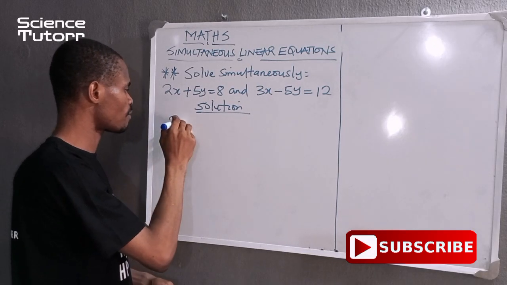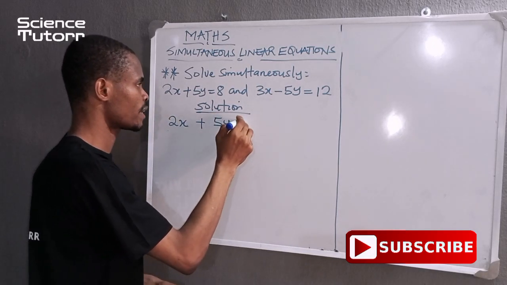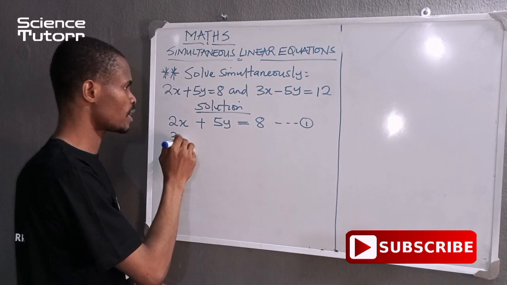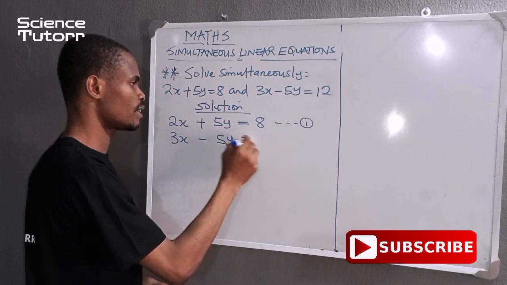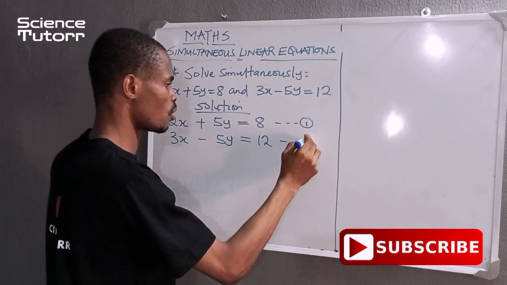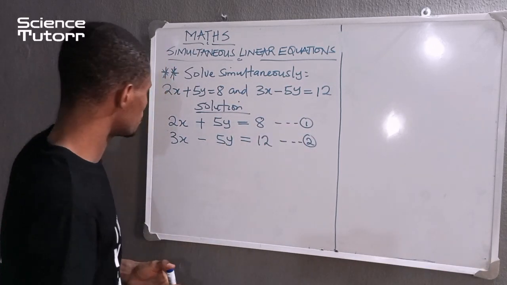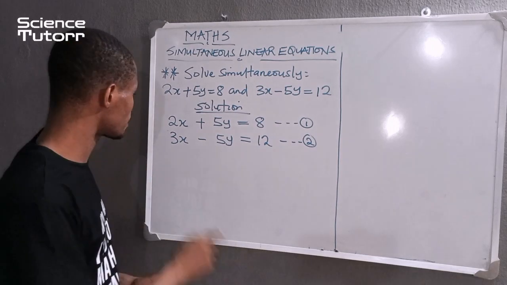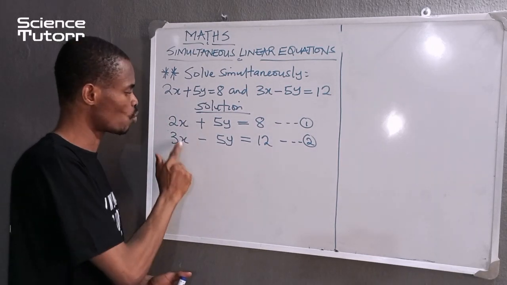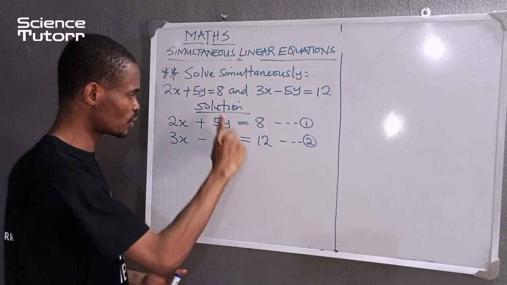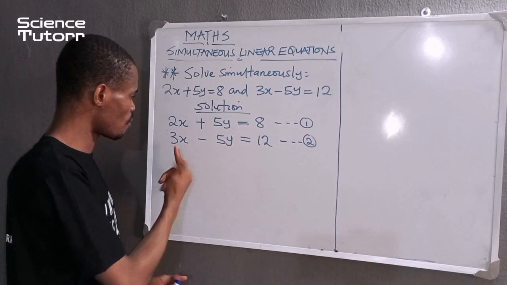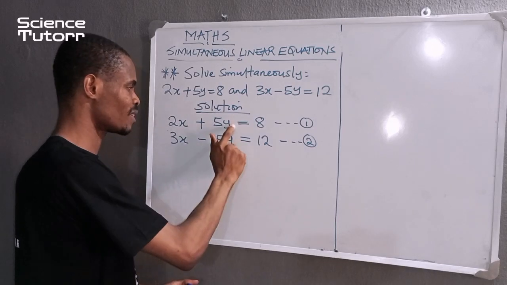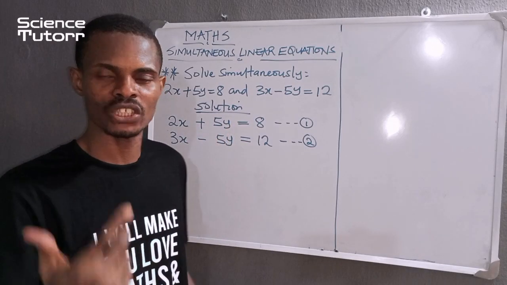We bring down our equations. We have 2x plus 5y equals 8. We call this equation 1. We also have 3x minus 5y equals 12. We call this equation 2. Now, the reason why we will be making use of the elimination method, I said that in the previous video, is that we have coefficients attached to x and y. You can see the coefficient of y here, we have 5, 5. The coefficient of x here, we have 2. That of x here, we have 3. Whenever we have coefficients attached to the letters, we make use of the elimination method.